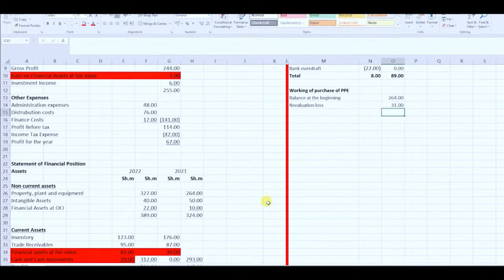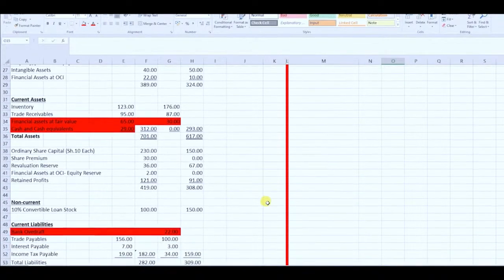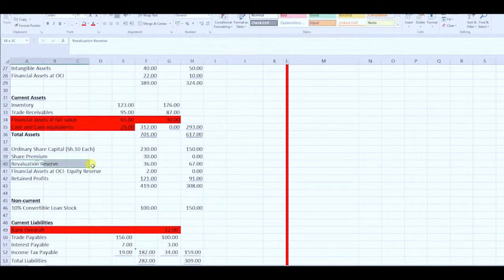So we need to highlight that, revaluation reserve. I hope it's not too bright, guys.